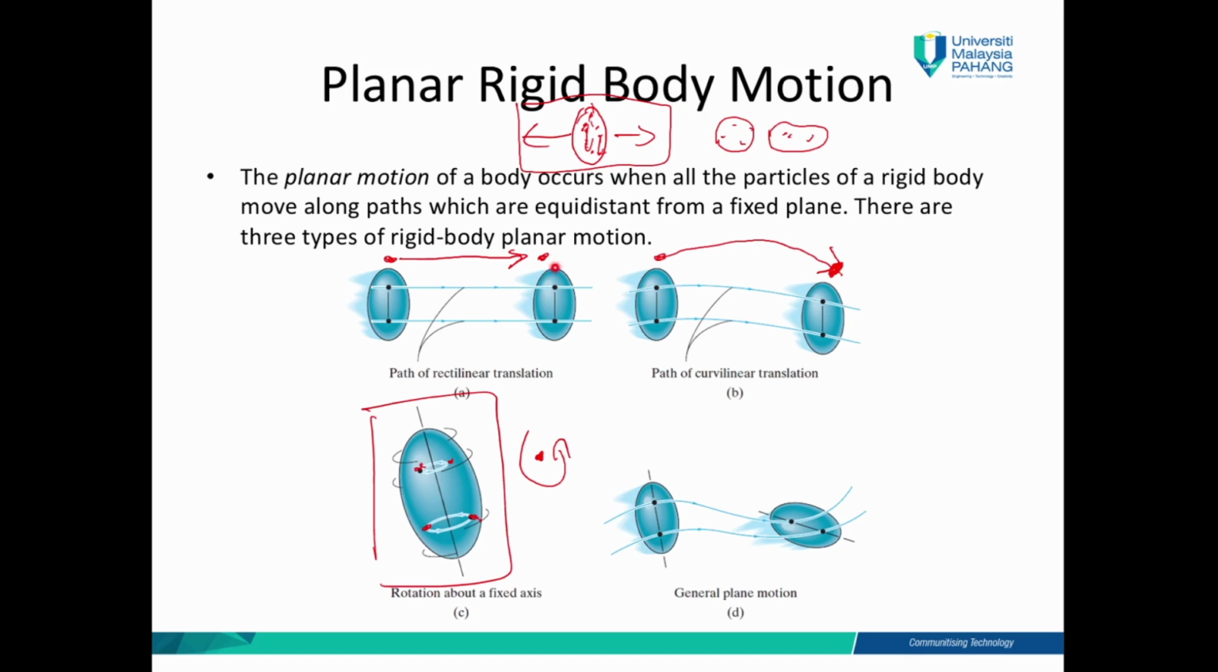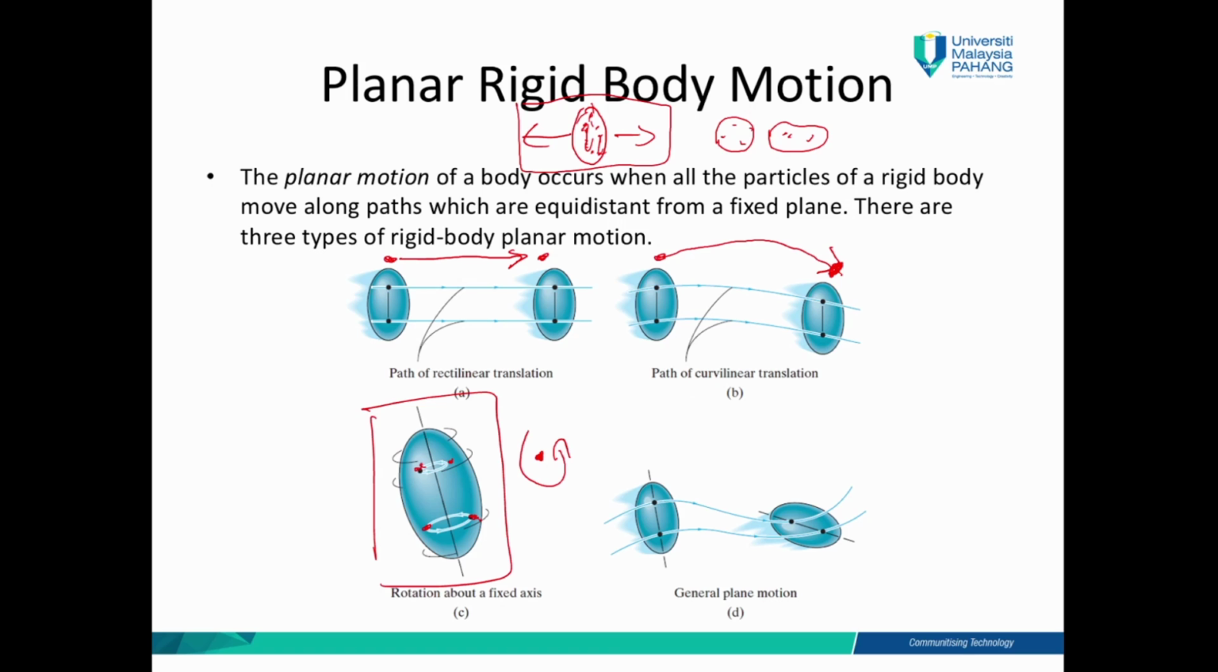And also, if a rigid body is moving with a combination of a curvilinear translation or rectilinear translation with a rotation, this is what we call a general plane motion. For example, here it is moving, but the angle of movement changes, right?